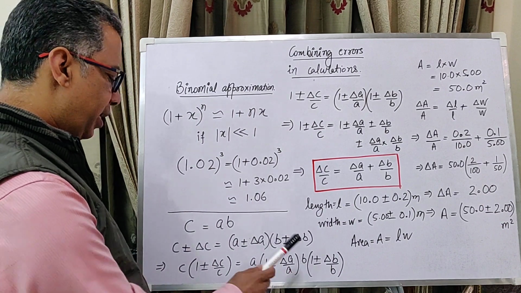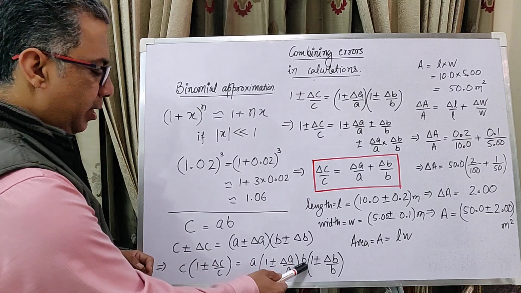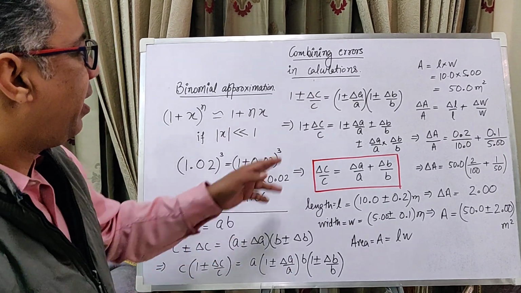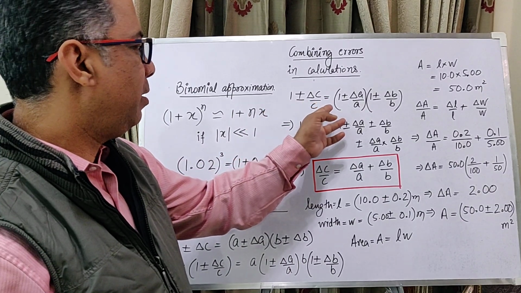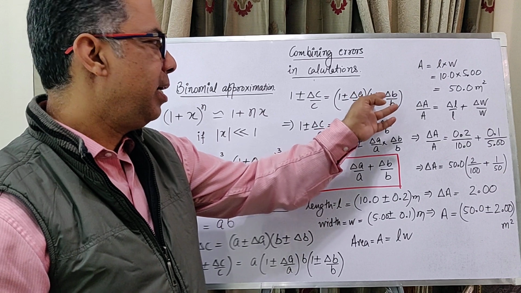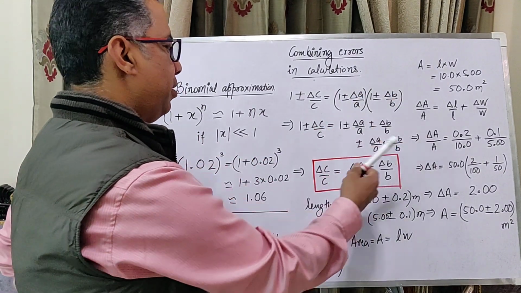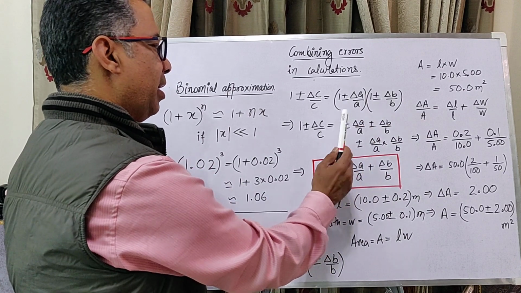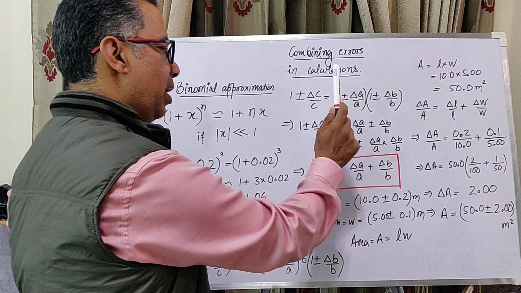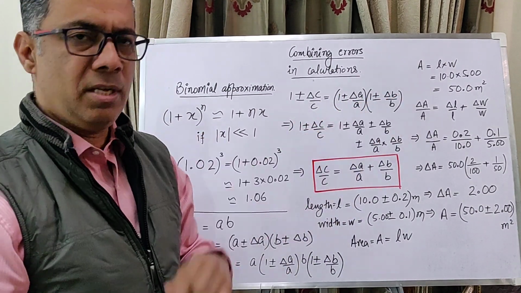Now A times B is actually equal to C, and so C cancels with A times B, and we are left with 1 plus minus delta C by C equals 1 plus minus delta A by A into 1 plus minus delta B by B. Now when we multiply these terms, we have 1 times 1, delta A by A times 1, delta B by B times 1, and we have one more term which contains the product of these quantities.